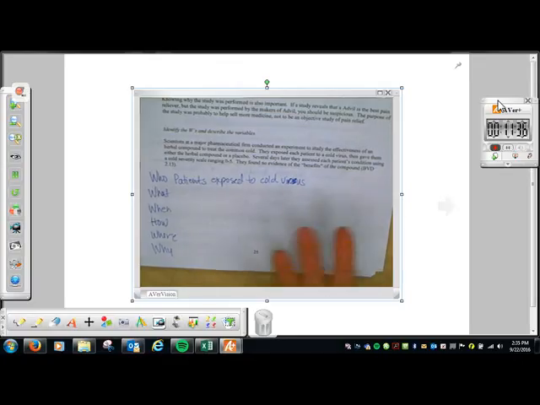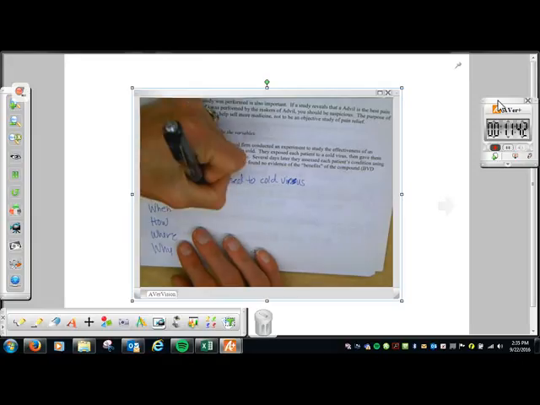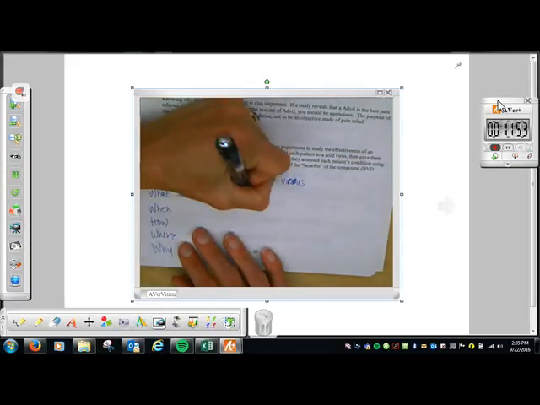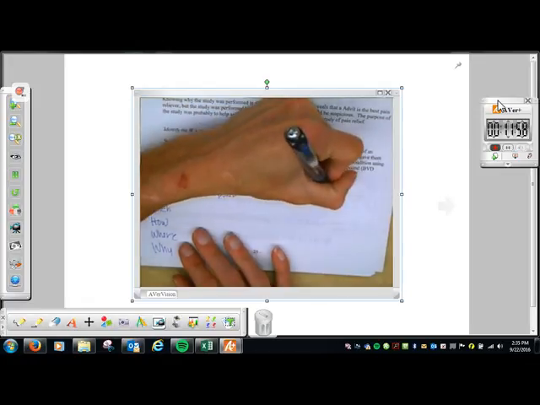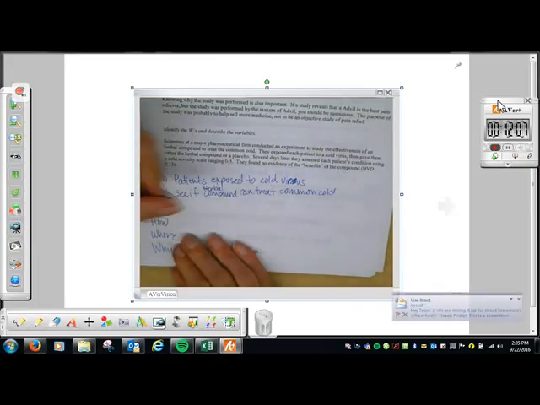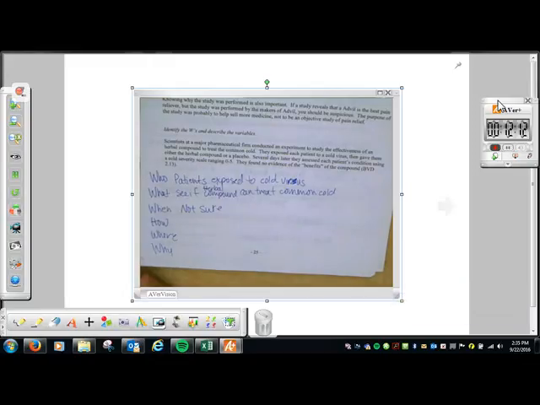What are we doing? Well, we want to see if herbal compound can treat the common cold. And you could even add in here better than a placebo, better than nothing at all. Okay, when did they do it? We really don't know. I know it lasted over several days, but I don't know when they did it.